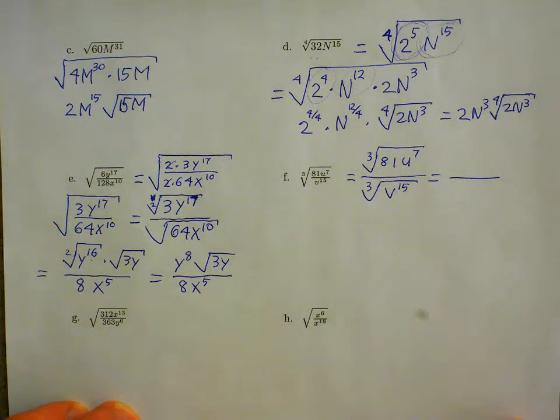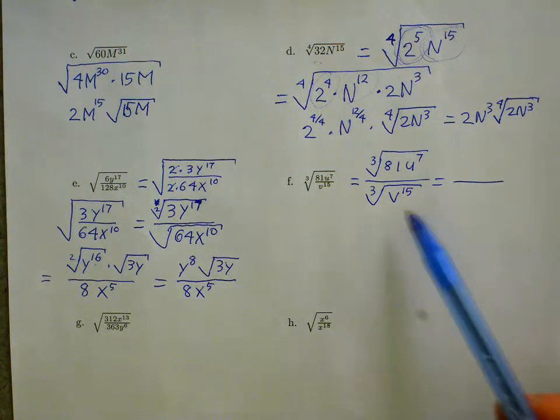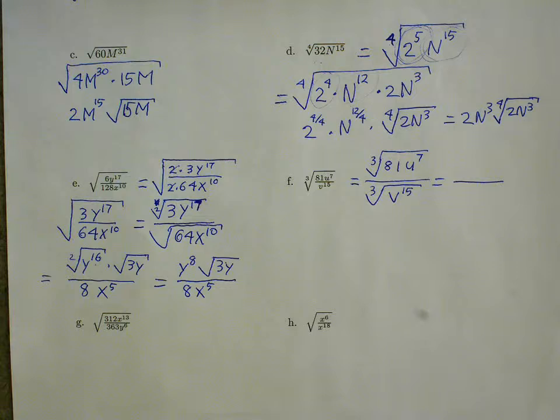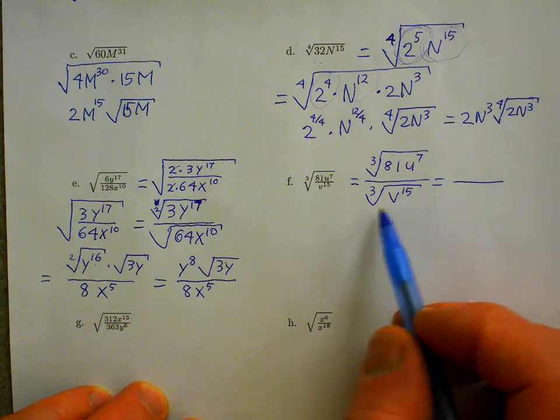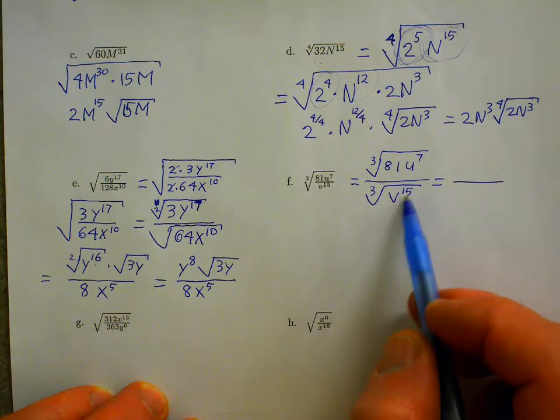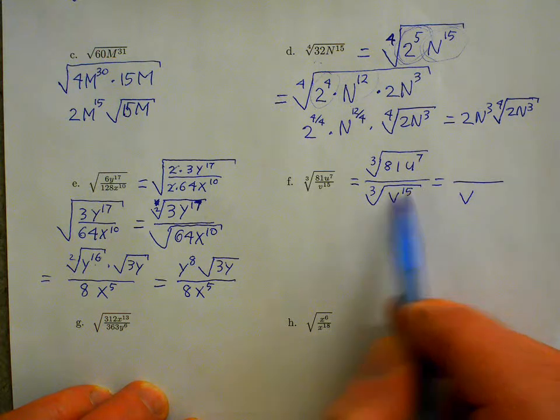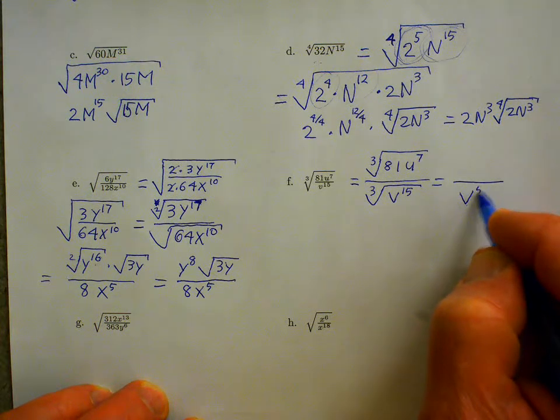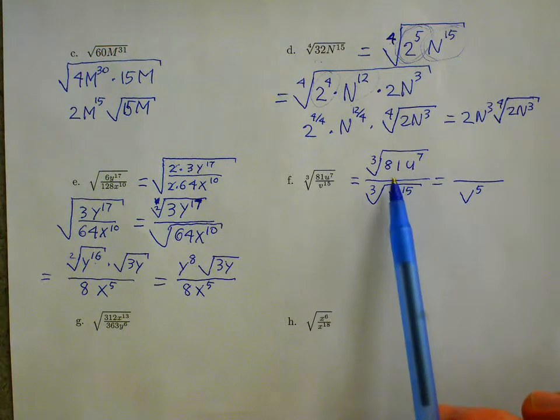The denominator simplifies pretty nicely because v to the 15th is a perfect third power. 15 is a multiple of 3. So we can simplify the denominator first. The third root of v to the 15th is v to the 15 divided by 3, or v to the 5th. And there's a little more work to do in the numerator.